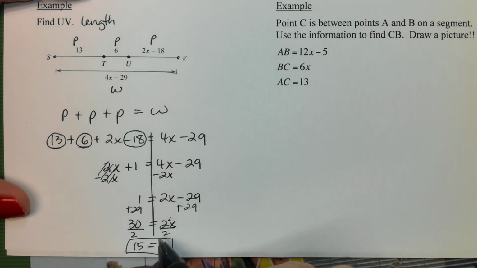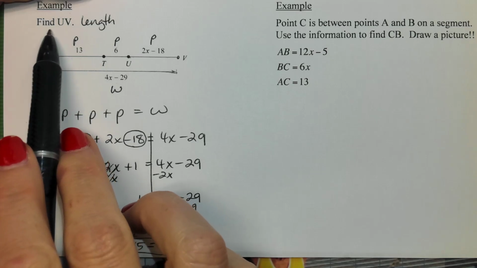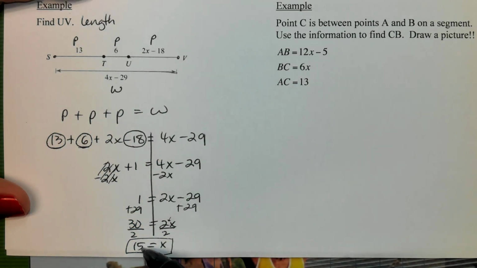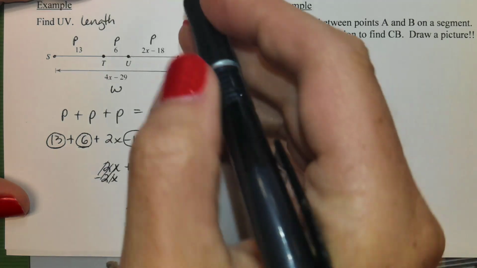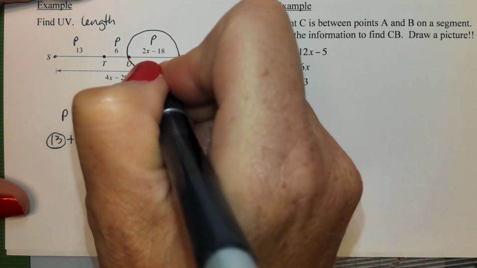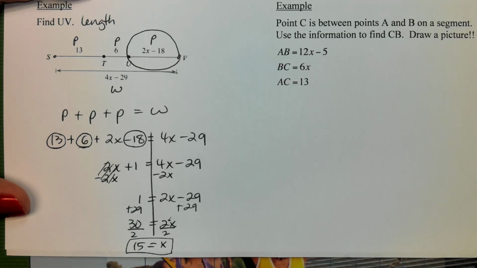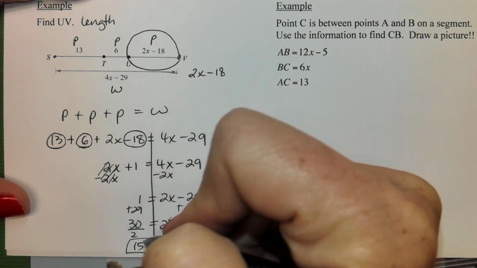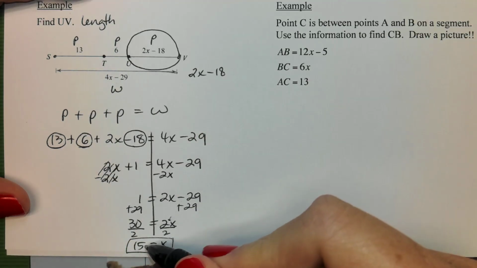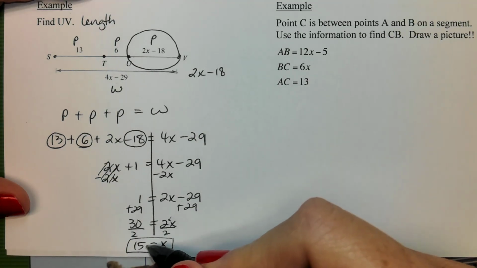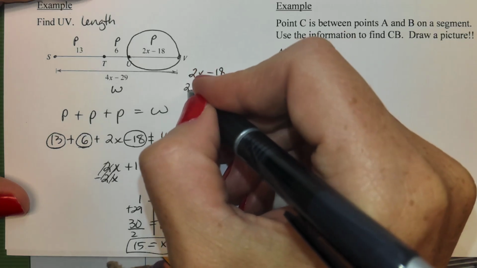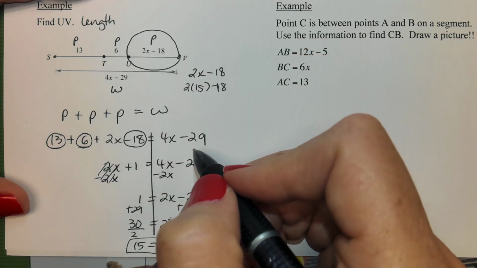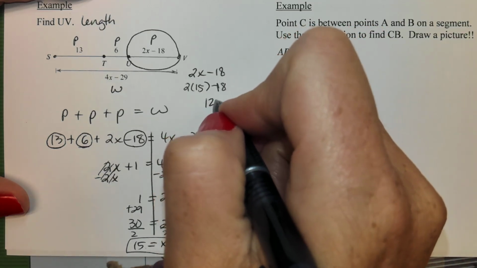Now, what's tricky in geometry is we don't often stop at just what is x. We often need to plug it back in, and that's the case here. So it didn't say find x. We did that, but we have to find UV. So we're actually going to take 15 and we're going to plug it back in to just UV. This is the only part I care about. So I'm going to take 2x minus 18 and we're going to plug this in. Not set it equal, that's what our x is. So if x is 15, we're going to put a 15 right there. So 2 times 15 is 30, minus 18 is 12.